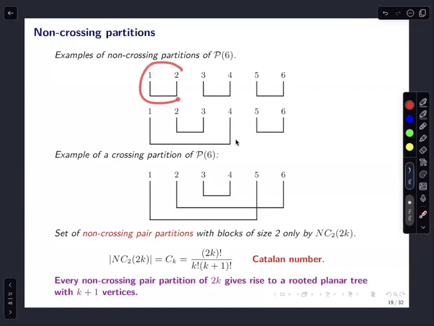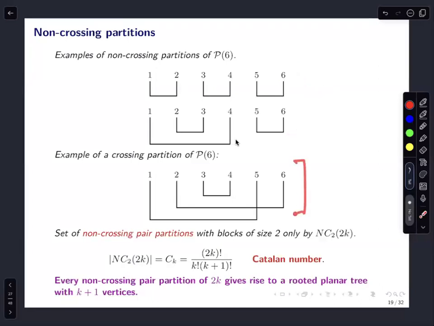So 1, 2 is in one block, 3, 4 is in one block, and 5, 6 is in one block. And for example, this is also a partition where 1 and 4 is in one block, 2 and 3 is in one block, and 5 and 6 is in one block. So these two are examples of non-crossing.